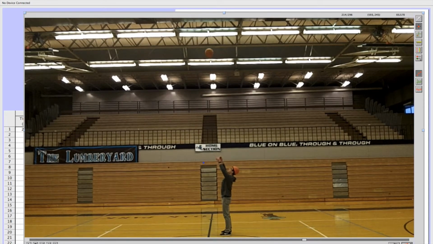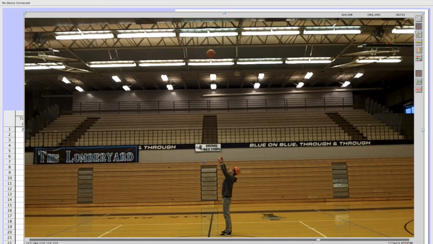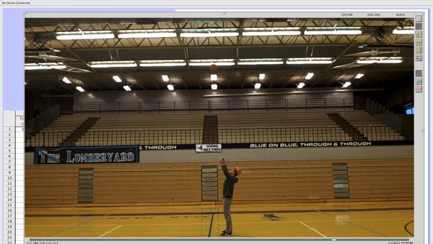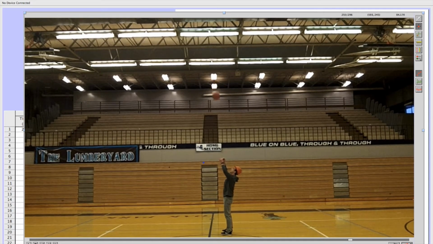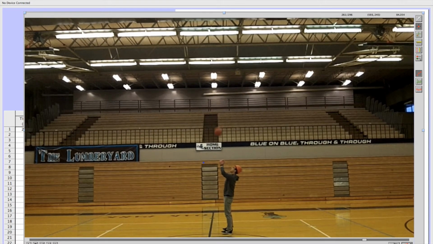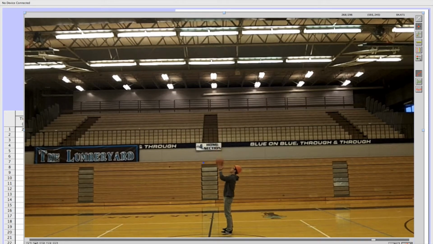Man, look at that. Mr. McSparren is an amazing athlete. He's thrown that ball very high, straight up, and just perfectly right back into my hands. Jeez. Doesn't get much better than that, guys.